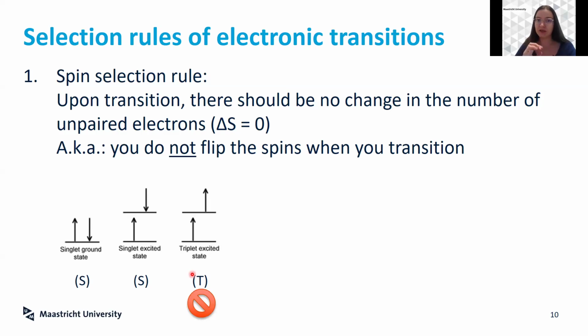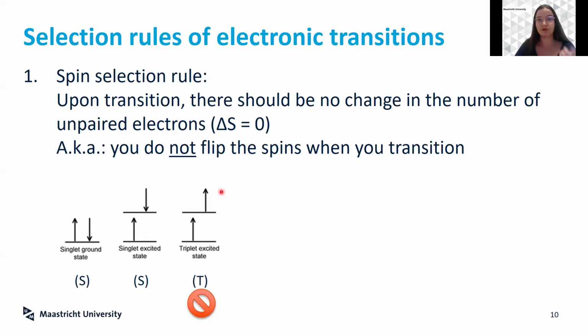If you are transitioning your electron with its spin, you are not supposed to change the number of unpaired electrons. So the total spin of the system should not change. So this delta S should remain 0. This means you cannot flip the spin if you want to transition to another level. So if you started with one up and one down, if you go to the excited state, you are supposed to keep one up and one down. So if this was your singlet, because you had both the electrons paired, the excited state must remain a singlet.